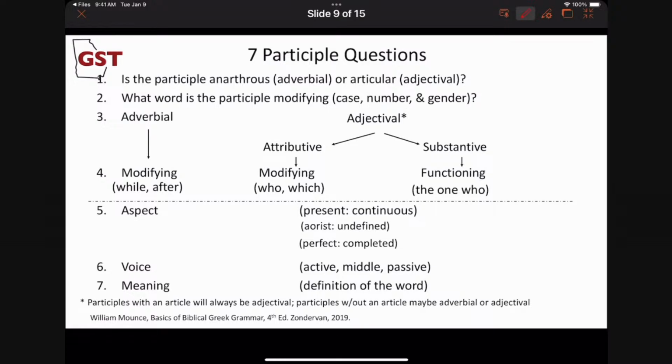So there are seven participle questions you want to ask. When you come across a participle, you want to think in terms of these questions. Number one, is the participle anarthrous? What does anarthrous mean, Sam? Adverbial? No.